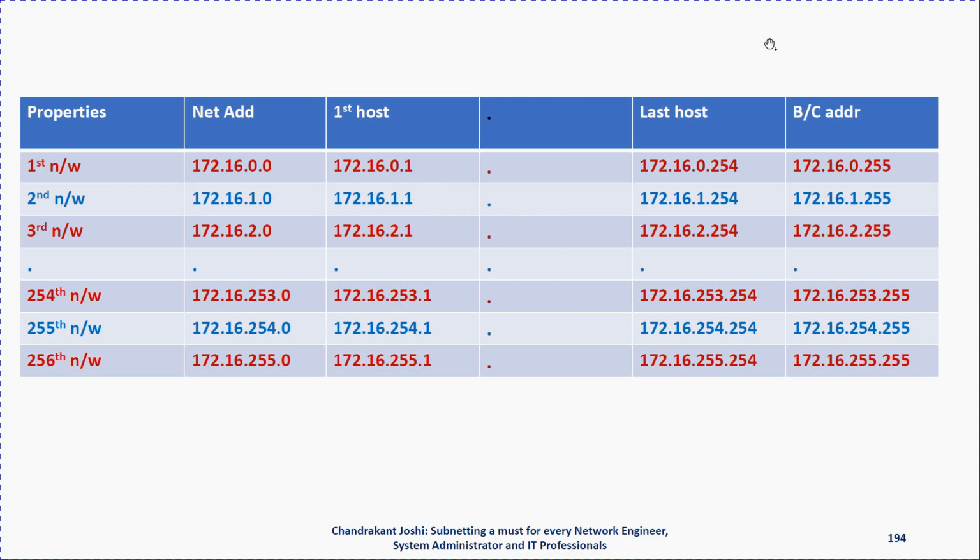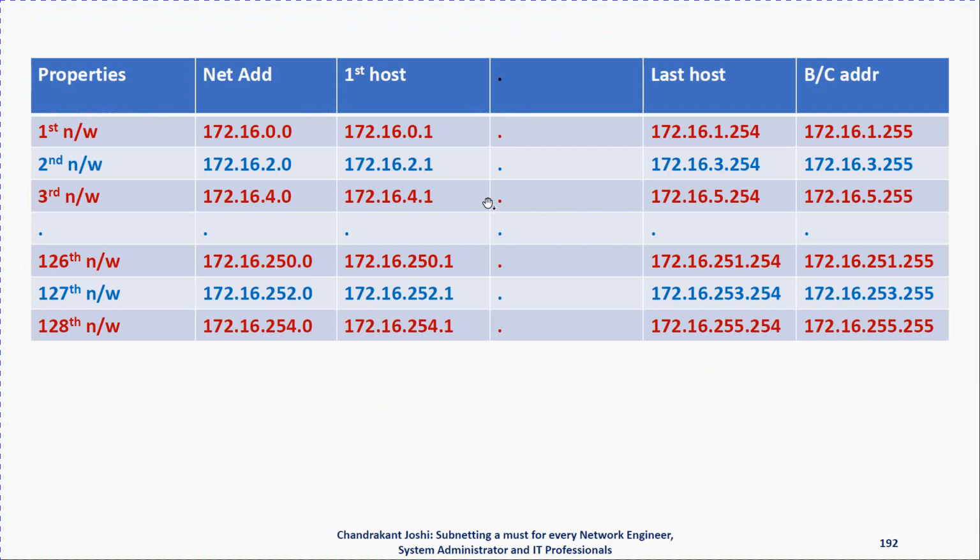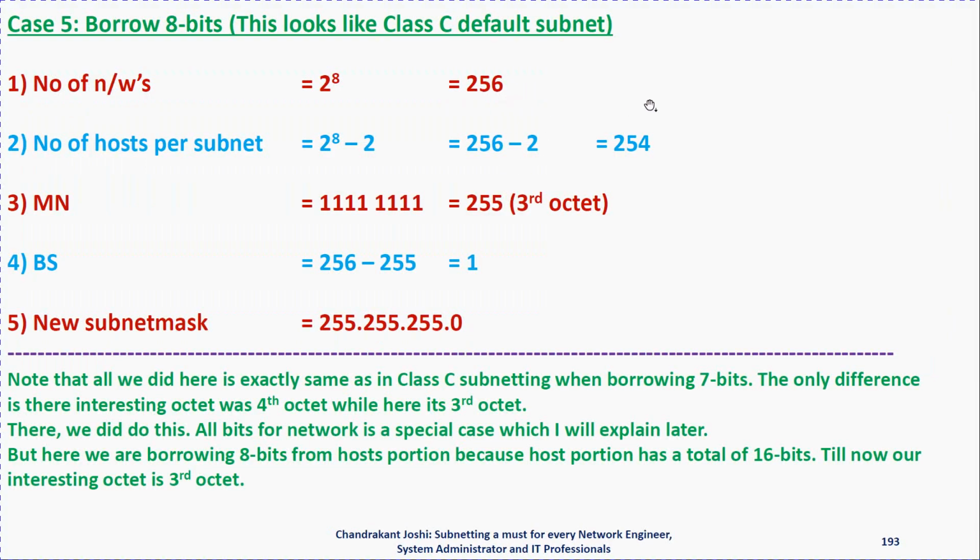/24 does not necessarily mean it is class C default. So /24 could be for class B or it could be for class A as well. For class C there would be a single subnet. For class B, if it is /24, there will be 256 networks. For class A there would be 2 to the power 16, 65,536 networks.